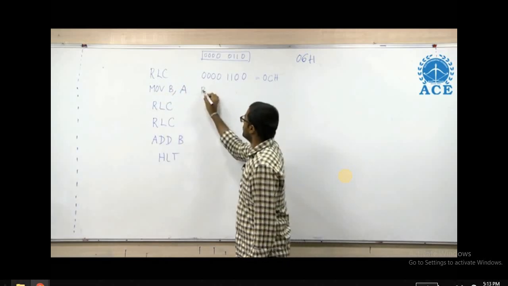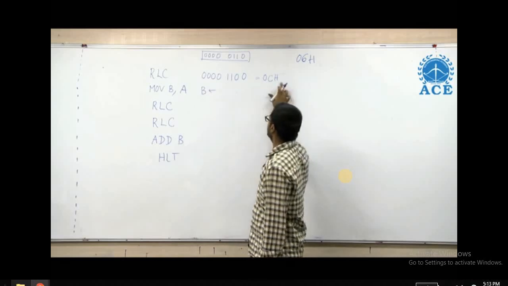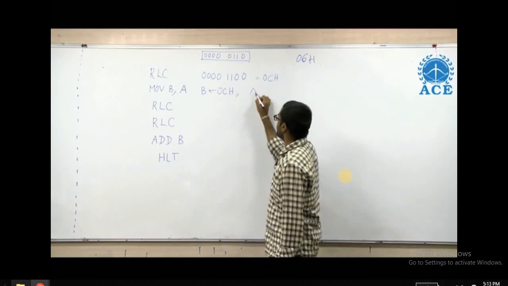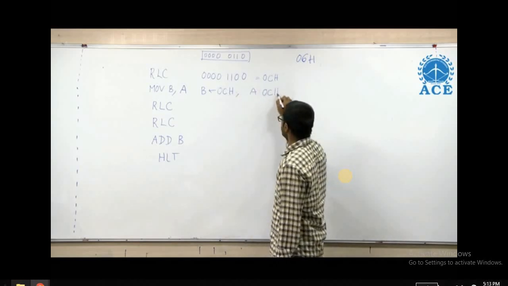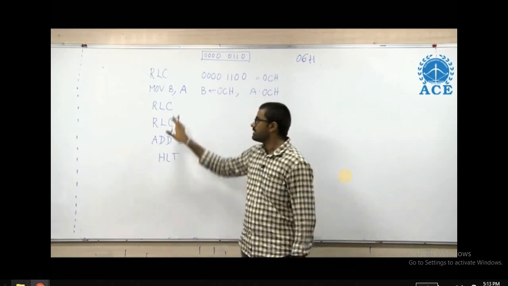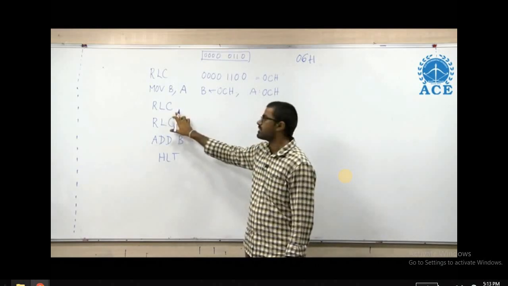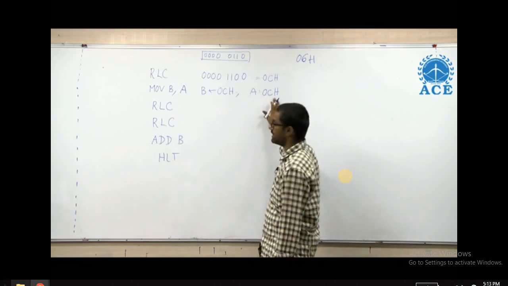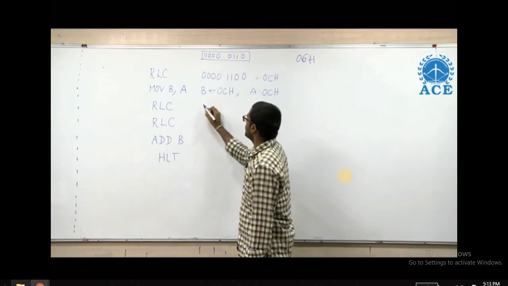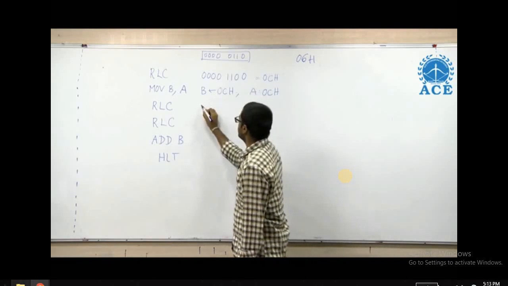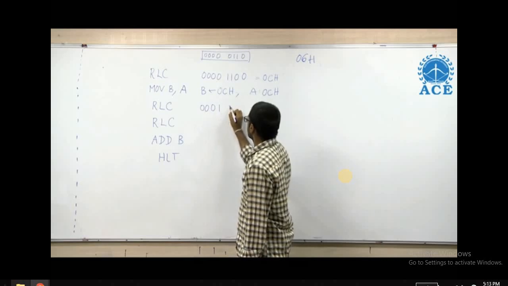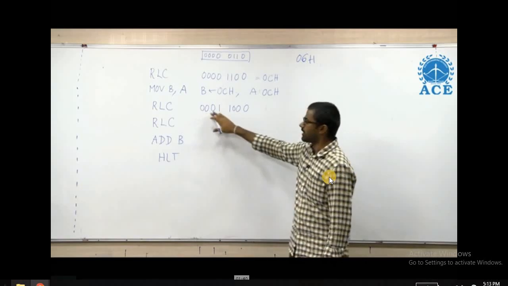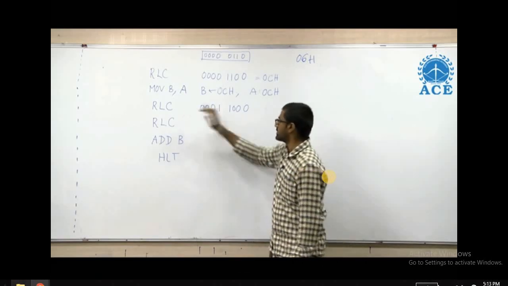Now B register will be loaded with 0CH, and as well A already will be having 0CH. Now again this third instruction says that rotate the contents of accumulator leftwards without carry. Now the contents of accumulator is 0CH. Again we have to rotate the contents of accumulator, so this is the contents of accumulator after executing this instruction.